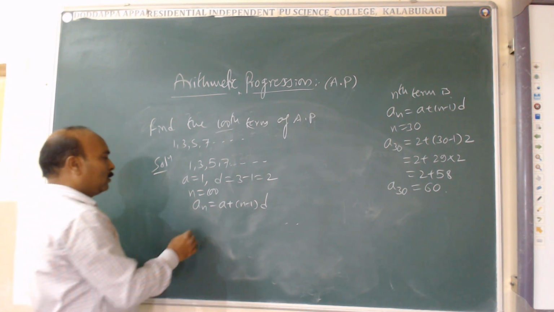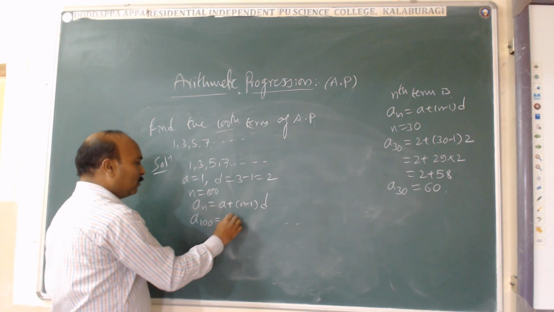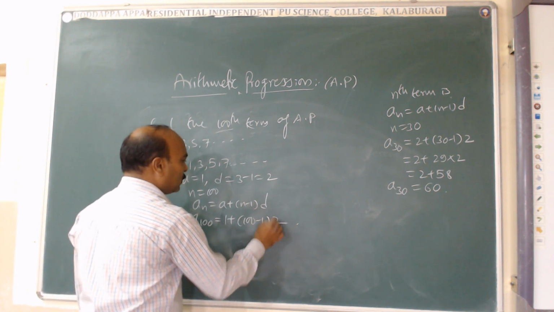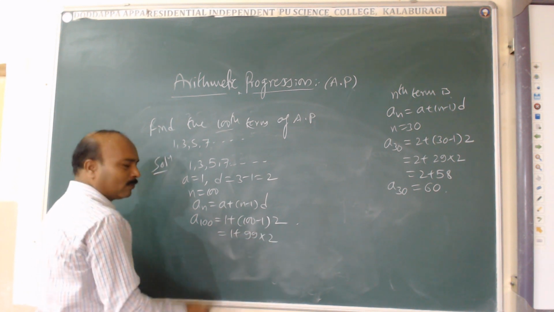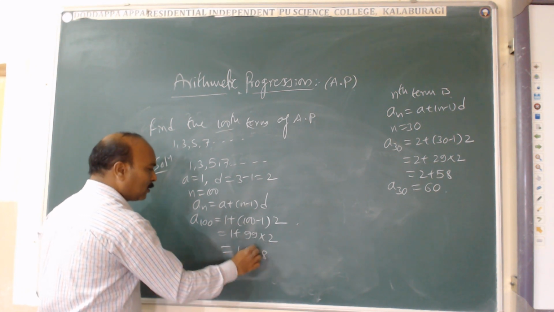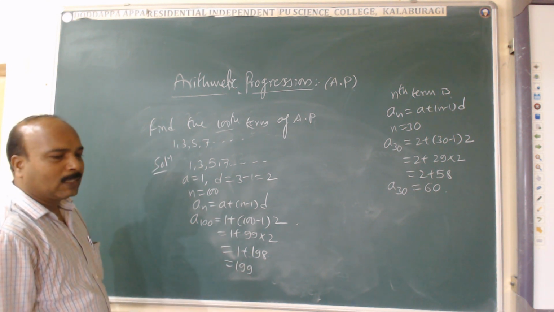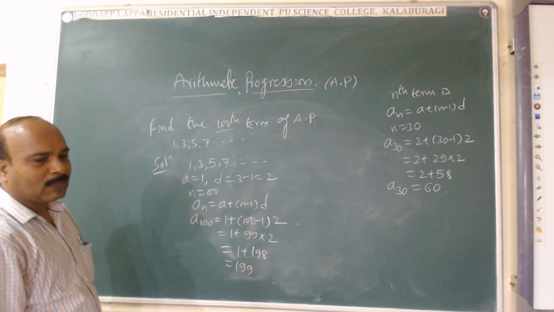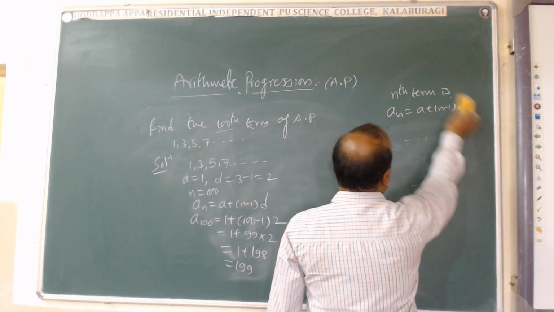So using this we get a100 equal to a, whose value is 1, plus 100 minus 1, d value is 2, into 2. It is equal to 1 plus 99 into 2. So it is 1 plus 198. It is 199. So here 199 is the nth term of this AP. The nth term is nothing but the 100th term of the given AP.